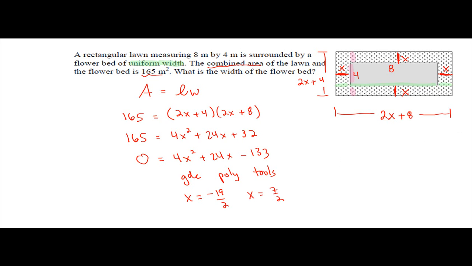Okay? Now remember, our x represents the width of this flower bed. So we know this negative answer doesn't make sense, right? So we reject this answer. So the correct answer is 7 over 2. So 7 over 2 is the same thing as 3.5, right? So x is equal to 7 over 2, or you could say it's 3.5 meters. That's the width right here of this flower bed.